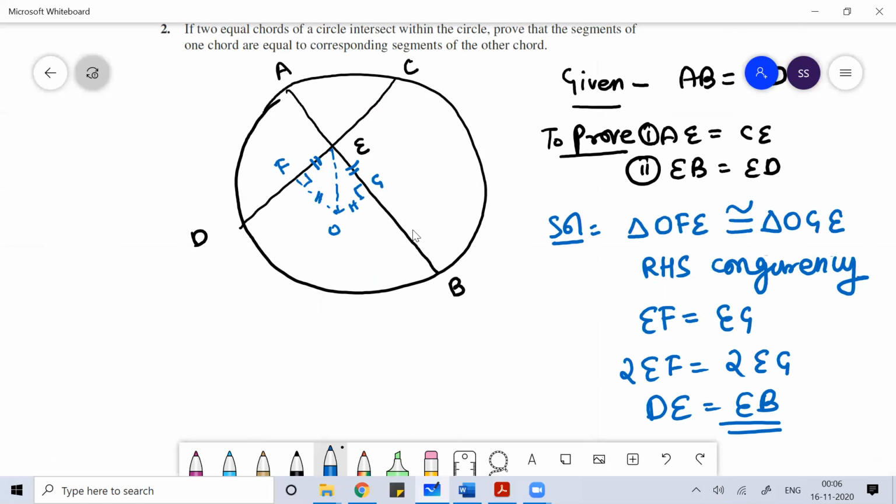A line drawn from the center, if that line is perpendicular to the chord, will always bisect the chord. So FE is equal to DF and EG is equal to EB, and we already proved that EF is equal to EG. So that means DE will be equal to EB. You have proved that.